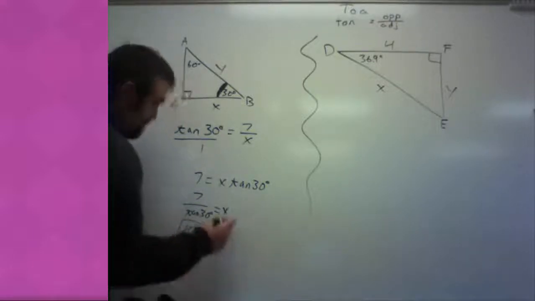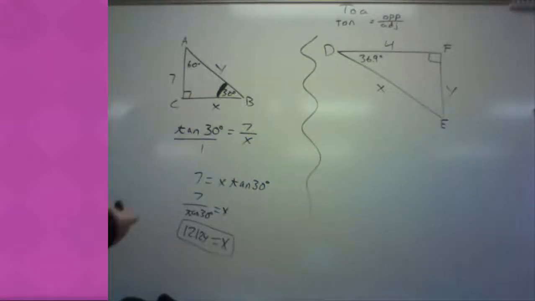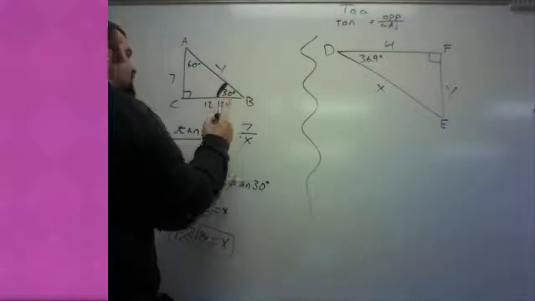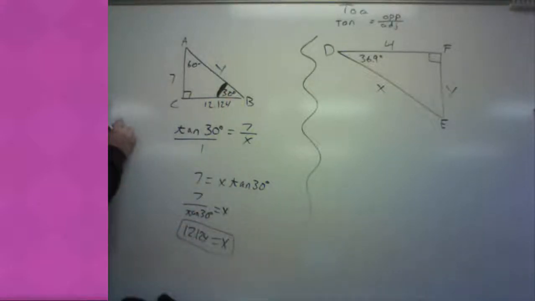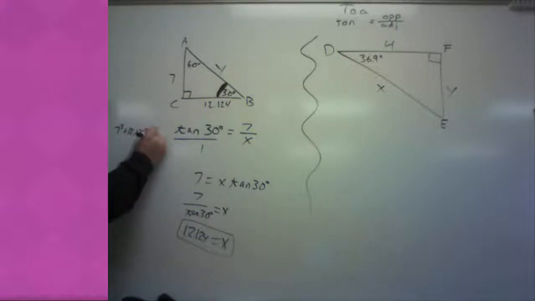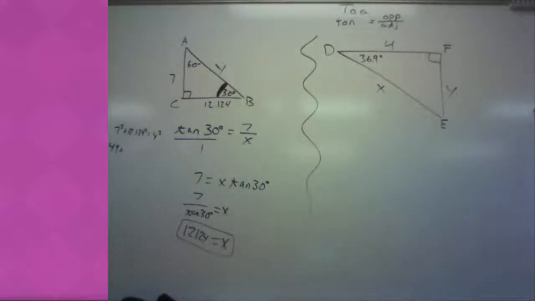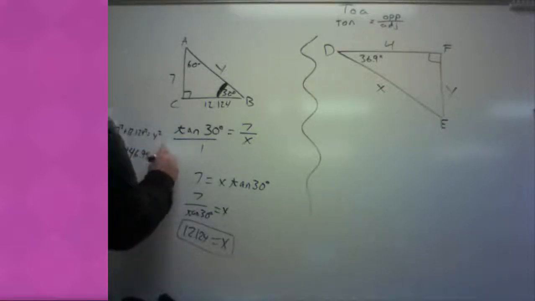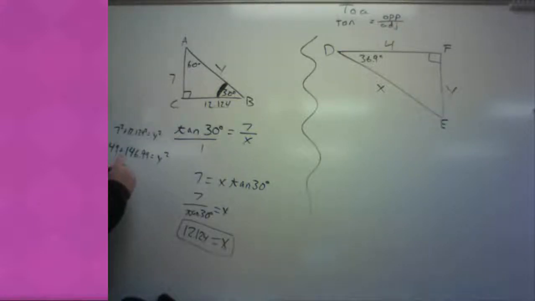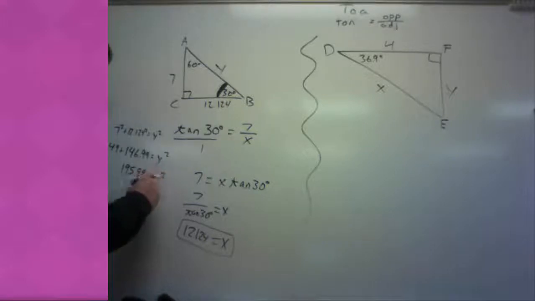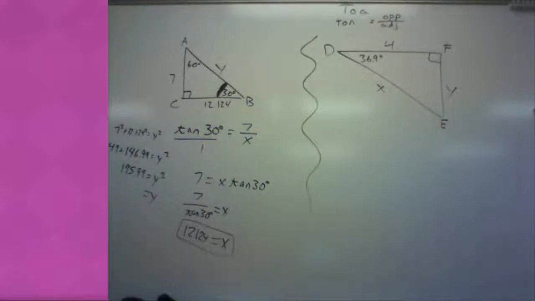So I found one of the side lengths. Now to find y. Wait, whoa. I know 2 of the side lengths. This is 12.124. Pythagorean theorem. 7 squared plus 12.124 squared equals y squared. Solve. I get 49 plus calculator time. 12.124 squared. I gotta make sure I punch this in correct. And I get 146.99. Add those two together, I get 195.99 equals y squared. And if I take the square root of both sides I get a number real close to 14, 13.999.